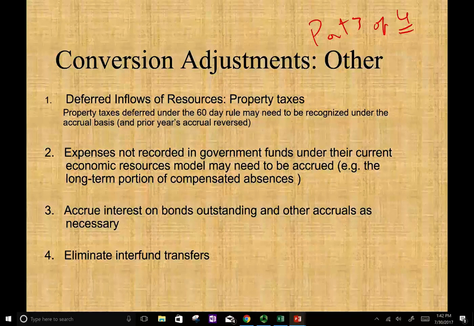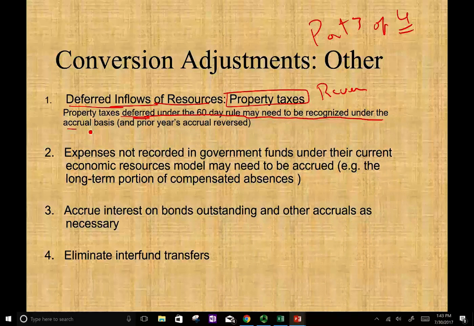A few things we're going to have to discuss and work on in part 3. One is revenues. So here are the steps. Deferred inflow of resources when it comes to property taxes. Remember when we talked about property taxes at the beginning of the semester? Property taxes deferred under the 60-day rule may need to be recognized under the accrual basis. So here's what happened.